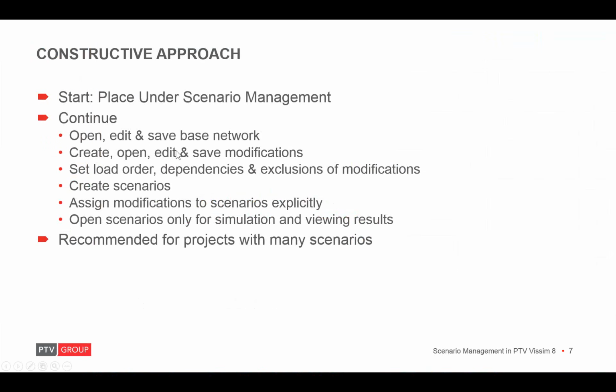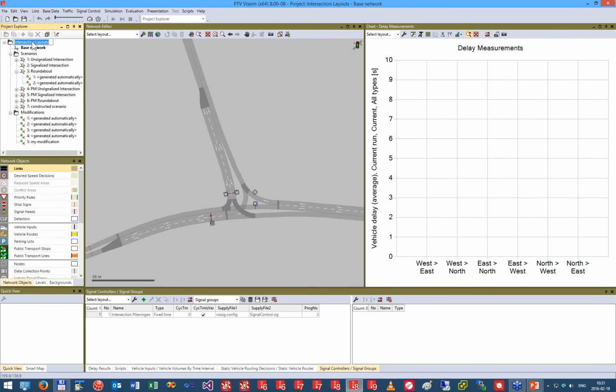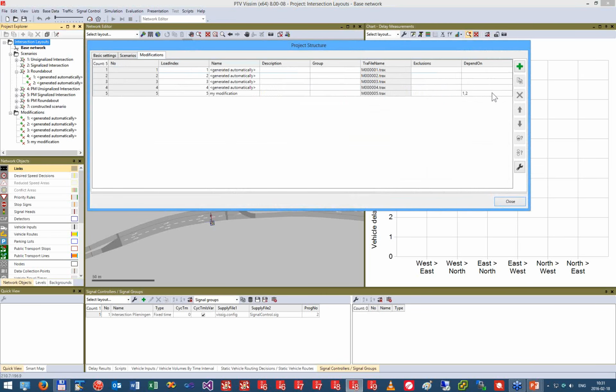And after completing your base network, you then create modifications, say a different set of demands or different signalization references or specific layout changes at one location in the network. Save all these. Then for the modifications, you can define dependencies. As I said, you can define exclusions in the project structure dialog. You can define that a modification does not work together with a different one.